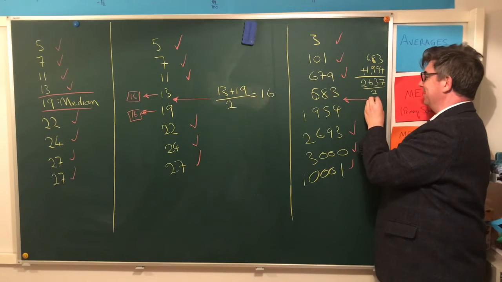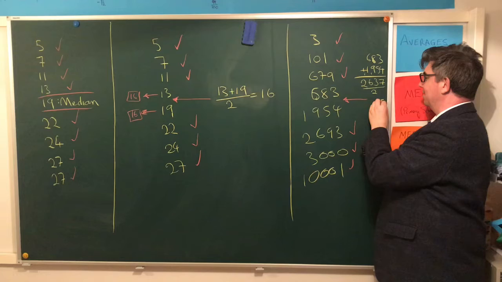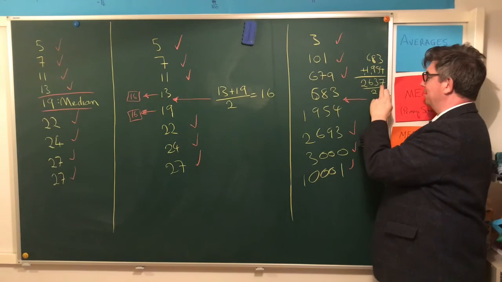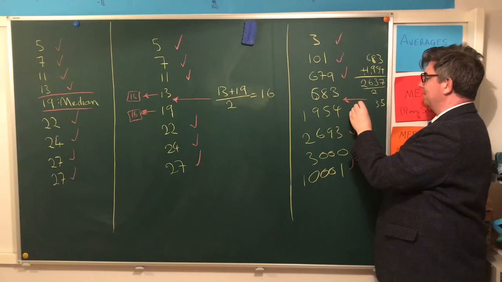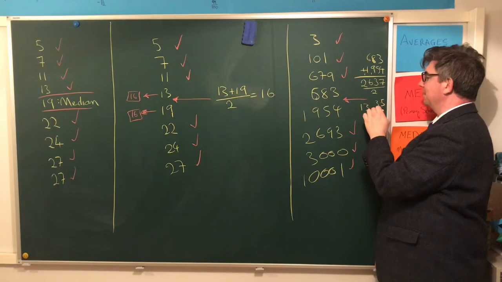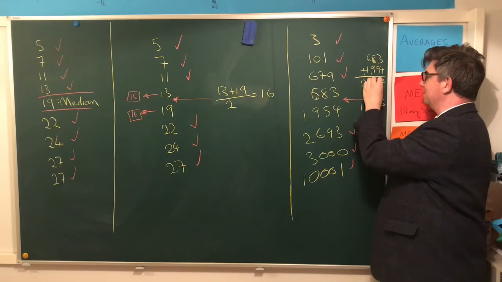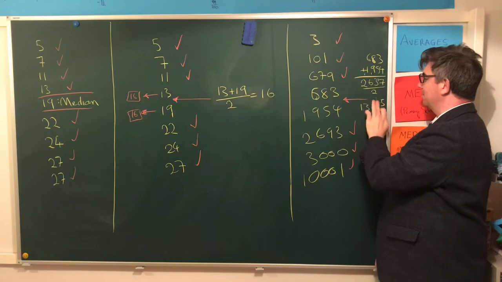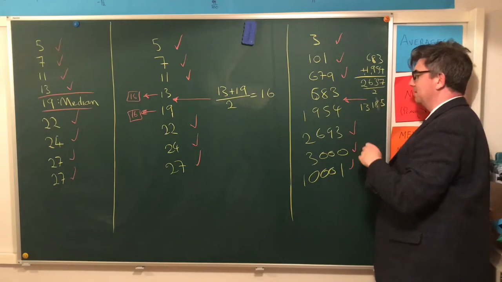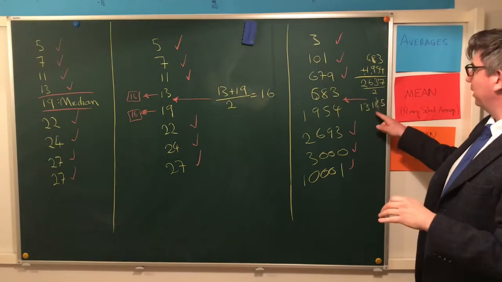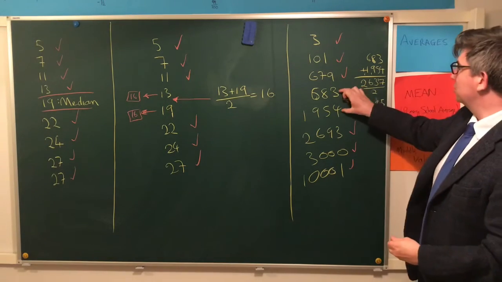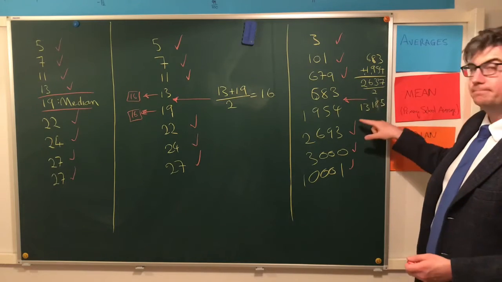Two into that goes once, two into that goes three. Two into three goes once and one over. Two into 17 goes eight times. Yeah, so I think that's the answer. Check my arithmetic there, okay? But crucially, to find the middle of these two numbers, we add them together and we divide it by two.